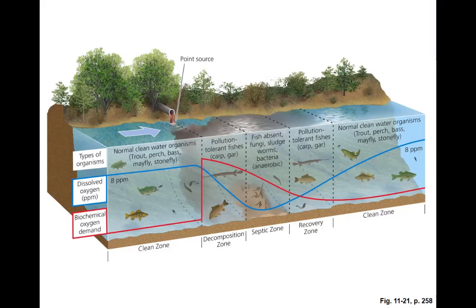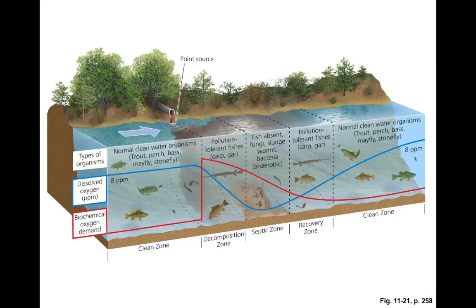you have this zone known as the decomposition zone, which has pollution tolerant fish like carp, gar, these types of things. And if the only type of fish you're catching in a particular waterway is some sort of bottom feeder, catfish, these types of things, carp, that probably does not speak too well to the overall health of that waterway at the point where you're fishing.